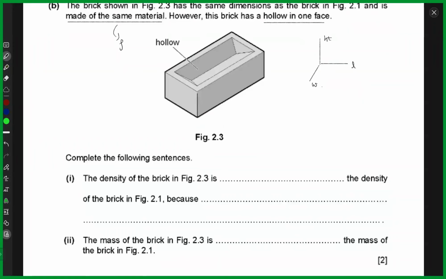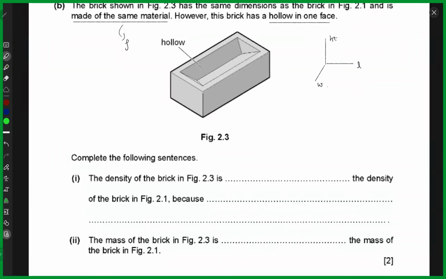So complete the following sentences. The density of the brick in this figure 2.3 is dash the density of the brick in 2.1. So would it be, well, what would I say? Has it increased, has it decreased, or is it still the same? Teacher, is it less than? Is it less? Why would you say it's less? As it is hollow in one side of the face.